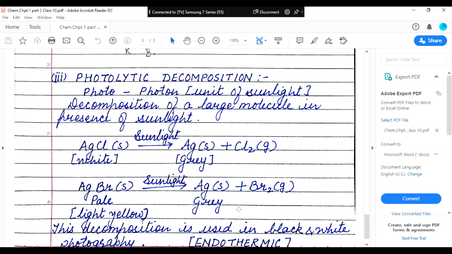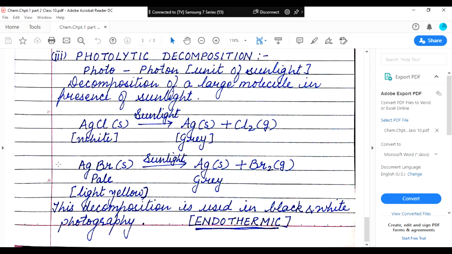The photographic roll was coated with silver bromide, and when a photo was taken, this silver bromide breaks into silver and bromine gas. Bromine gas is released and left behind is grey silver. So it is used in black and white photography.